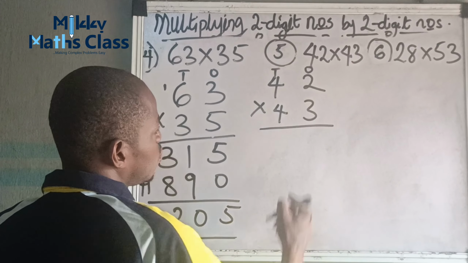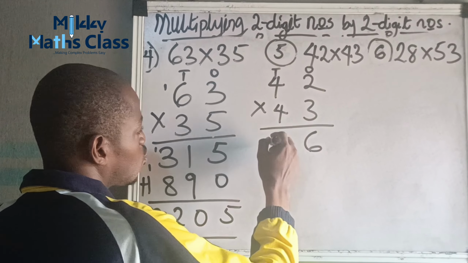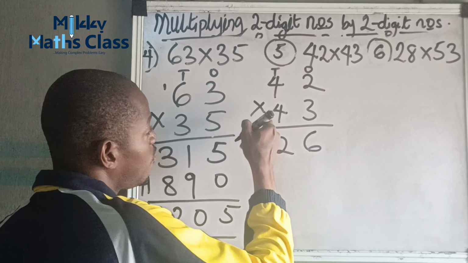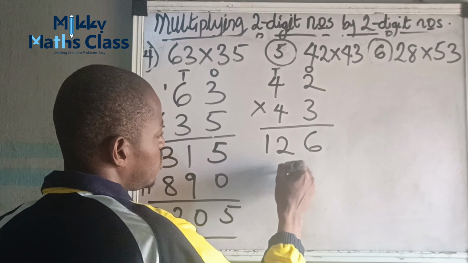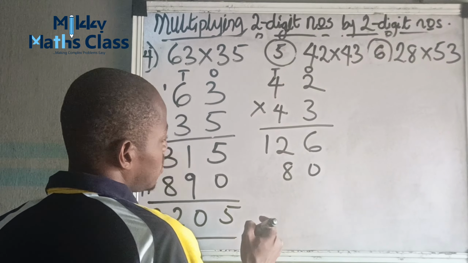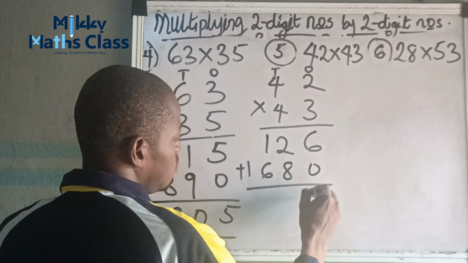So 3 times 2, we go again, that's 6. 3 times 4, that's 12. We are done with 3. Let's move to multiplying by 4. 4 times 2, that's 8. We put our 8 underneath it and add 0 here. 4 times 4, that's 16. 6 and 1. We add this 6.